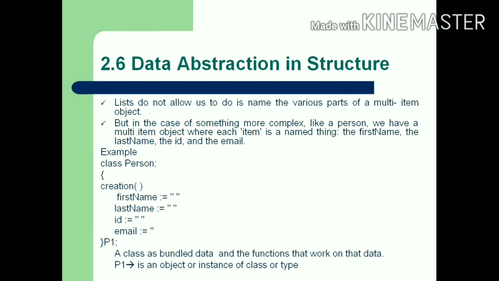A structure is a bundle of many variables with different data types. Here, a class is bundled data and the functions that work on the data. P1 is an object or instance of a class or a type. By using the P1 object, we can access the structure within the class, namely Person. Thank you. We will continue in the next class.